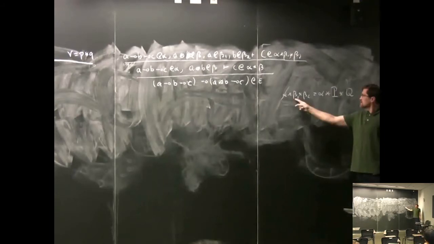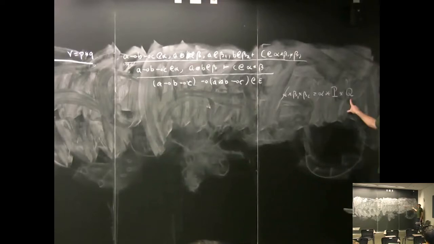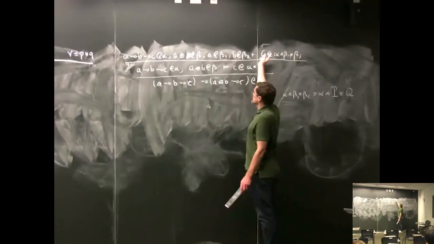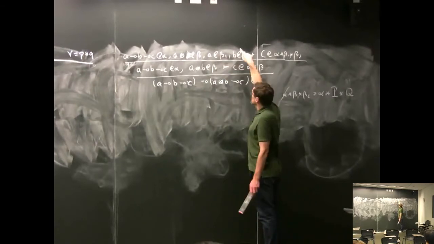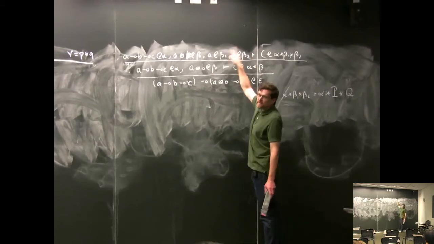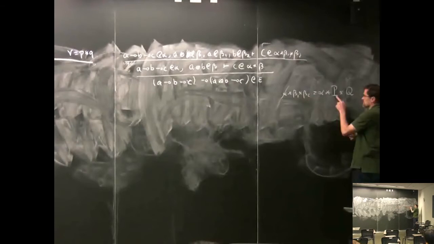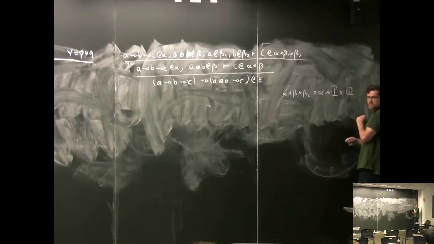How many possibilities are there to split beta 1 and beta 2 into p star q? There's 4, right? Each of them could be epsilon. So there's 4 different ways to split these two assumptions, A and B, into the two branches. Both could go to the left, both could go to the right. A could go to the left, B could go to the right, and B could go to the left, A could go to the right. And so those are 4 different solutions to this equation that beta 1 times beta 2 equals p times q. And so instead of enumerating, we keep that as a constraint.